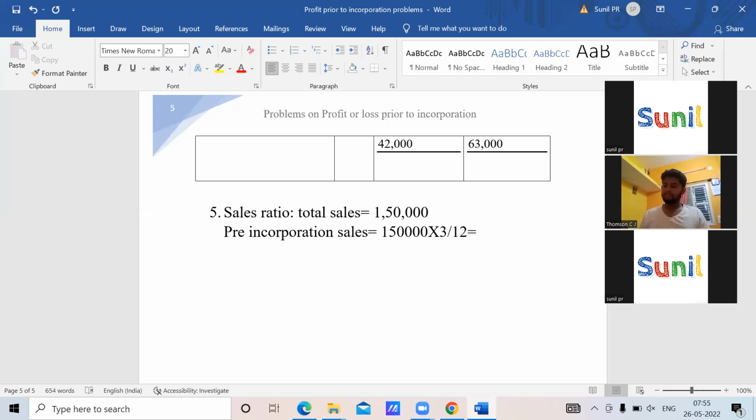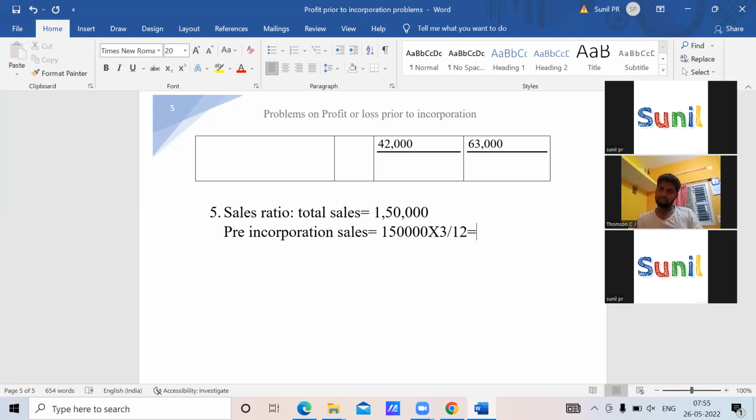Okay. But is it correct, sir? No. One second, I'm just checking it out. But in the solution, they have given pre-incorporation sales ratio as 50,000 and 1 lakh. How come it is 50,000 and 1 lakh? I think it is wrong.